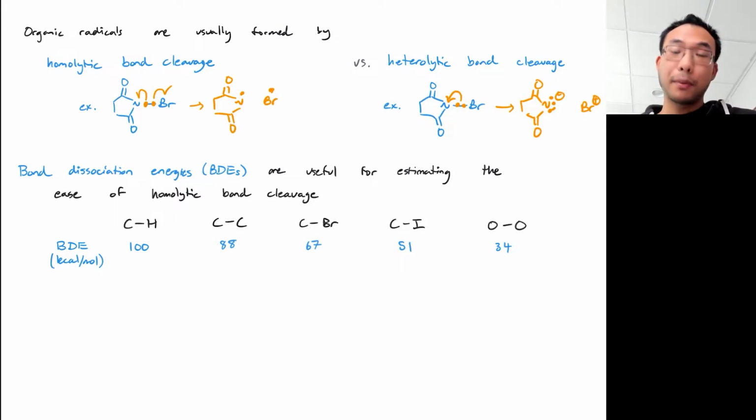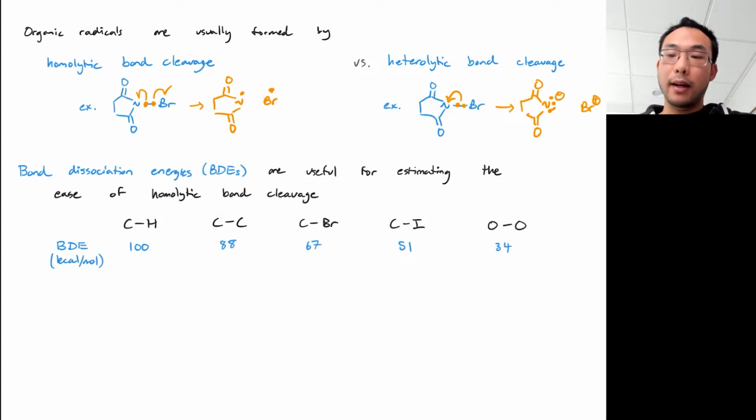So here are some typical BDEs. A carbon-hydrogen is a pretty strong bond in that sense. It's hard to break that apart homolytically. Same for carbon-carbon. But as we start to incorporate halogens in there, so carbon-bromine, carbon-iodine, those tend to be weaker bonds, and these are definitely easy to cleave homolytically. And finally, another important one is the oxygen-oxygen single bond. That's a very weak bond. It's only 34 kilocalories per mole, so this is starting to venture into almost non-covalent territory.